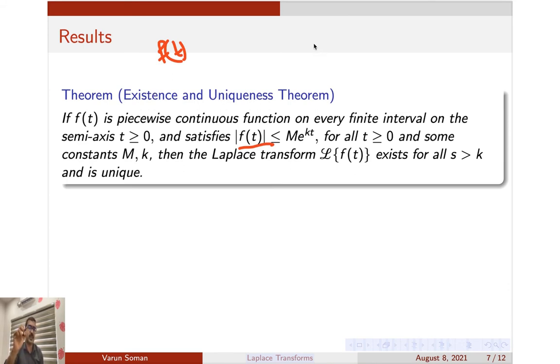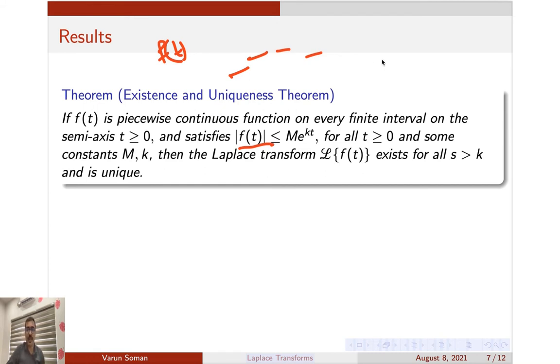And what do you mean by a piecewise continuous function? A piecewise continuous function is a function which has some discontinuities, but only a finite number of them. So it will be like this. It can have discontinuities, but they are finite or countable. So it is not necessary for you. Just understand it's a piecewise continuous function.